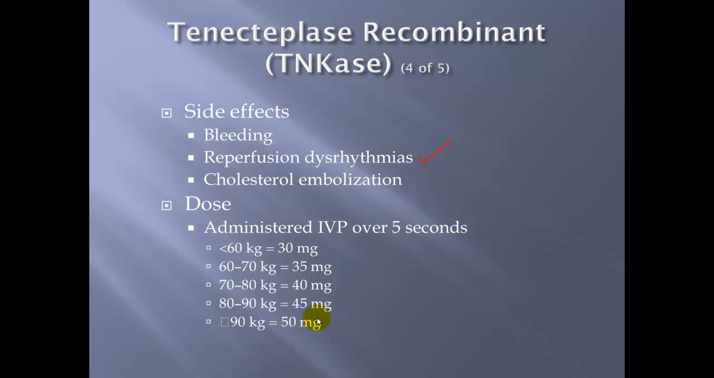Dose on this, administered IV push over 5 seconds. If they're less than 60 kilograms, 30 milligrams. 60 to 70 kilograms, 35 milligrams. 70 to 80 kilograms, 40. 80 to 90, 45. Greater than 90, we're going to give 50 milligrams of TNKase.